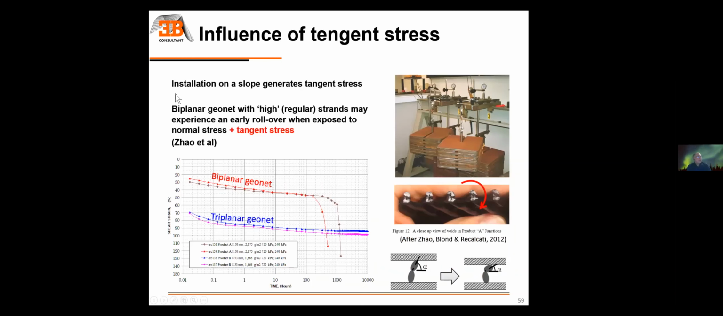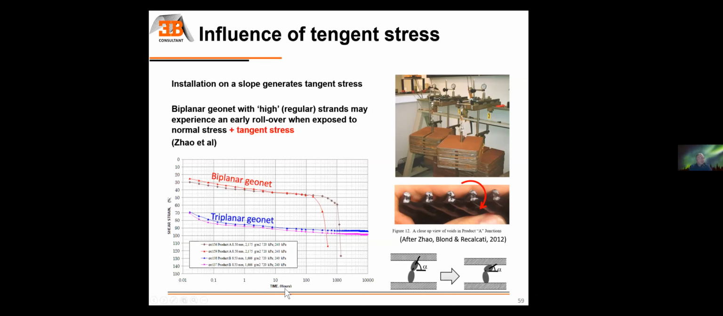Quick parenthesis is the influence of tangent stress, which can also be considered. This is not covered in the ISO method. It's only mentioned that it exists. But when you have a biplanar, some products are more sensitive to tangential stress than others. So a biplanar geonet, for example, can experience rollover. And this series of experiments here were reported in this paper. And you can see that the ribs, the vertical ribs at some point were basically rolling down and creating this failure of the product.